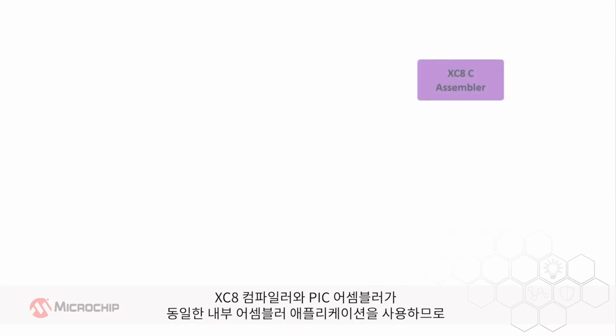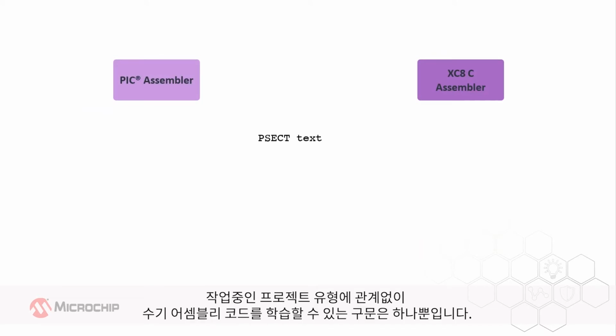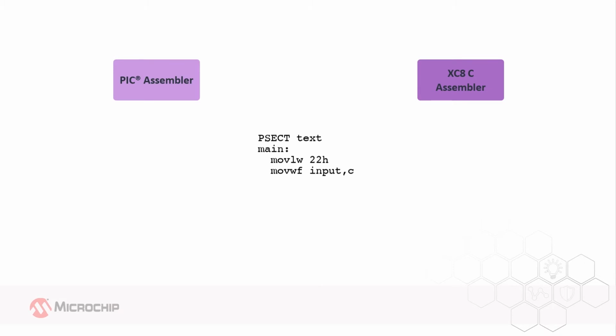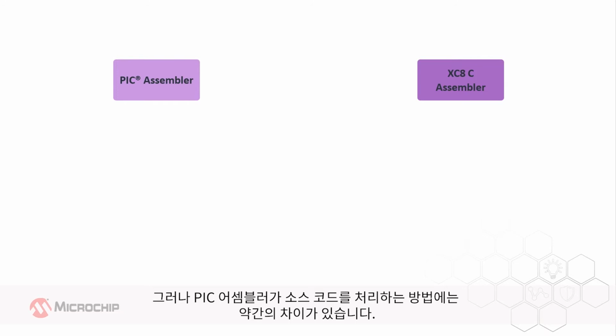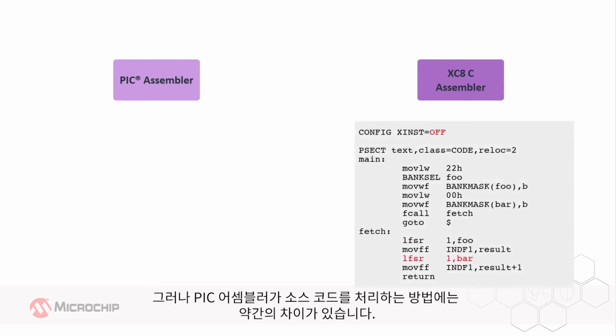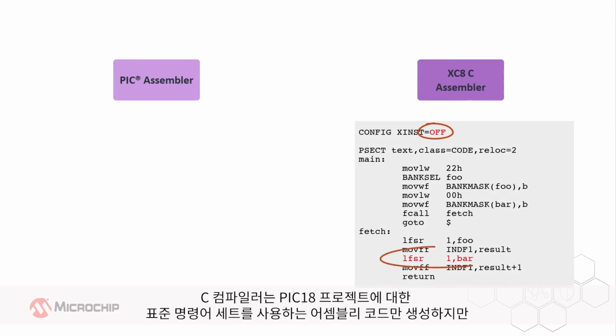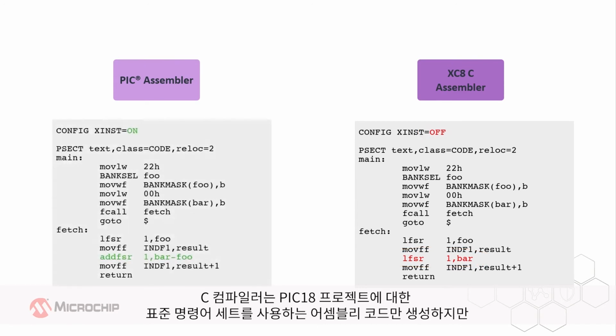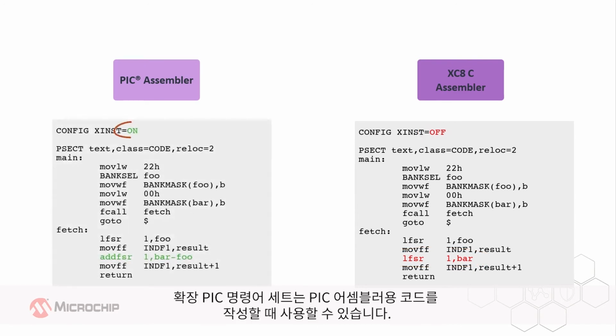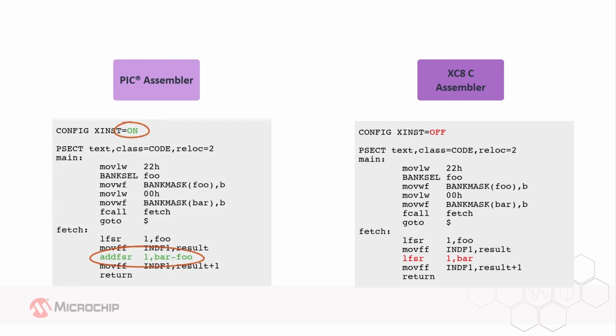As the XC8 compiler and PIC assembler use the same internal assembler application, there's only one syntax to learn for handwritten assembly code, regardless of what type of project you are working on. There are, however, some differences in how the PIC assembler processes source code. Although the C compiler only generates assembly code that utilises the standard instruction set for PIC18 projects, the extended PIC18 instruction set can be used when writing code for the PIC assembler.